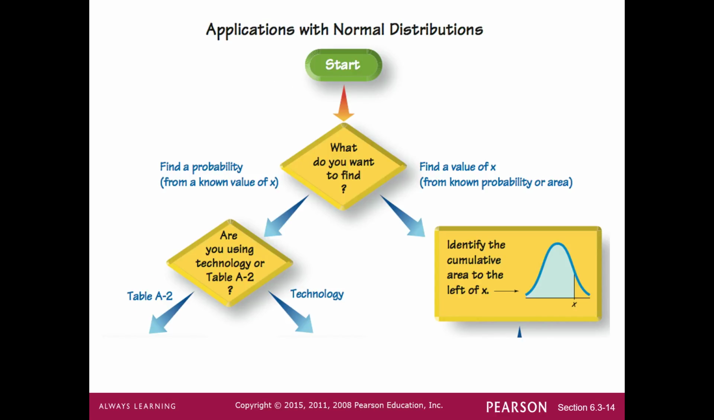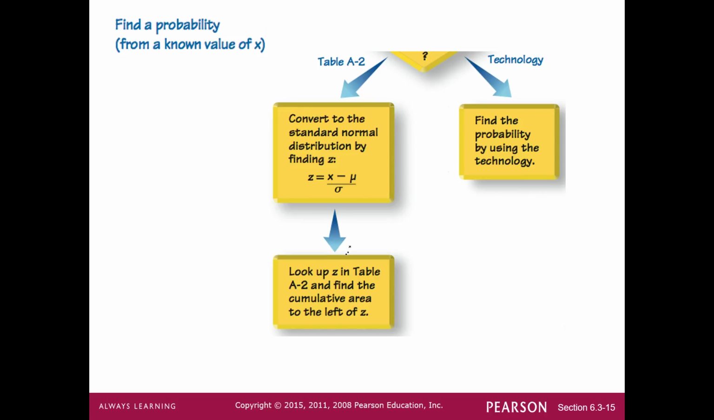Here's a summary of the procedure on how to proceed through this section. When you start off, first you need to know, what do you want to find? Are you trying to find area or proportion or probability, or are you trying to find an x value? If you're trying to find the probability, these would be the steps you would take. If you're trying to find the x value, you would go in this direction. And then you keep proceeding down. They show you the procedure.